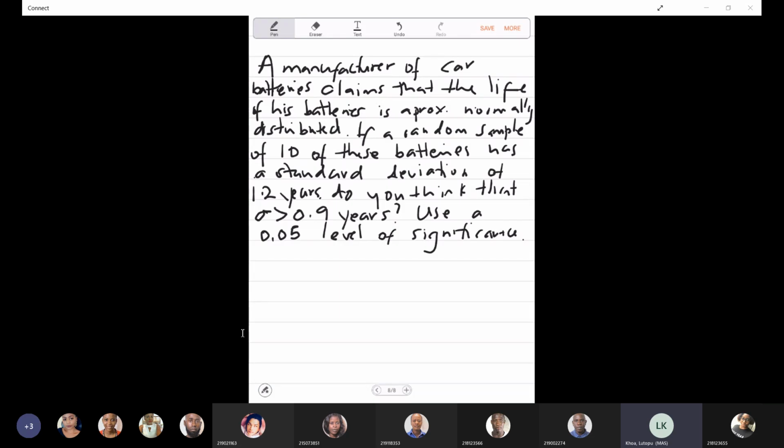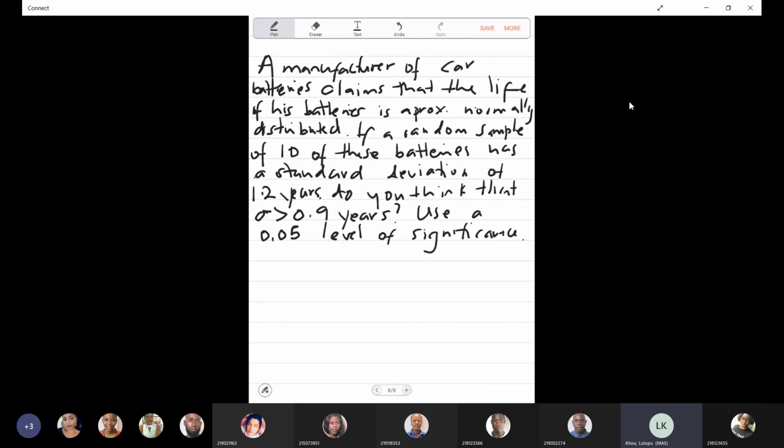Okay, a manufacturer of car batteries claims that the life of his batteries is approximately normally distributed. If a random sample of 10 of these batteries has a standard deviation of 1.2 years, do you think that sigma is greater than 0.9 years? Then we have to use a 0.05 level of significance. So like I said, we will follow pretty much the same steps that we did when doing hypothesis testing for the mean and the proportion.